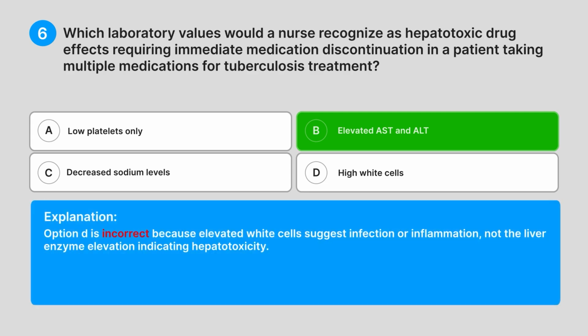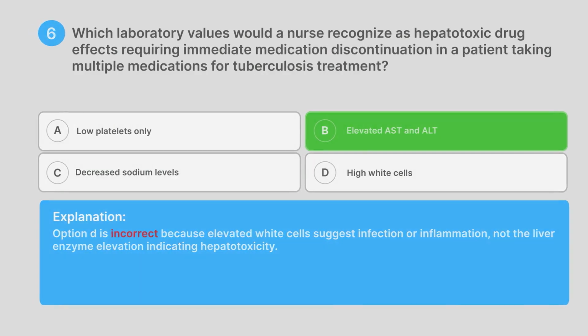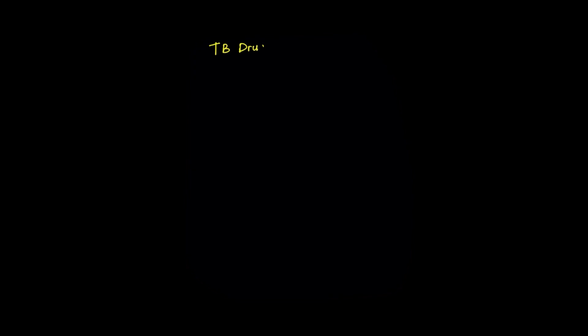Option D is incorrect because elevated white cells suggest infection or inflammation, not the liver enzyme elevation indicating hepatotoxicity. Let's explore why elevated AST and ALT are the definitive indicators of hepatotoxicity from tuberculosis drugs.